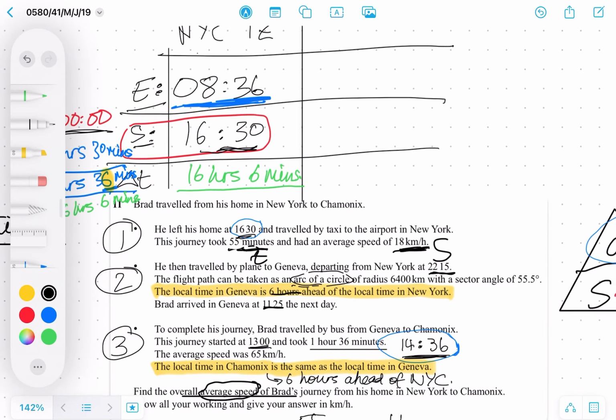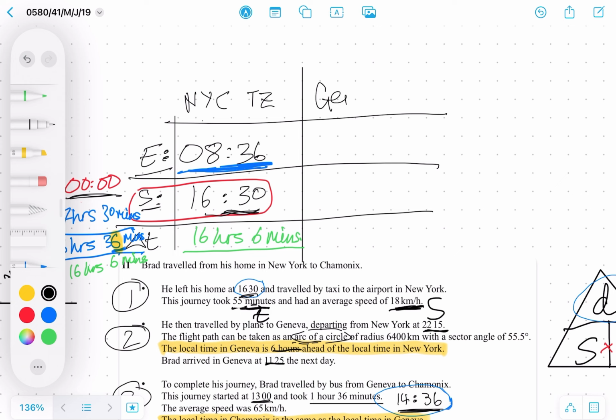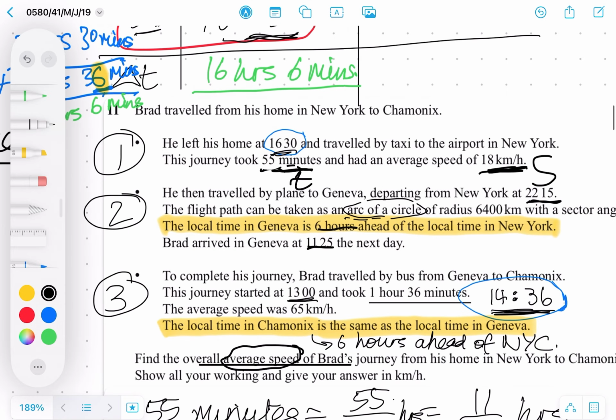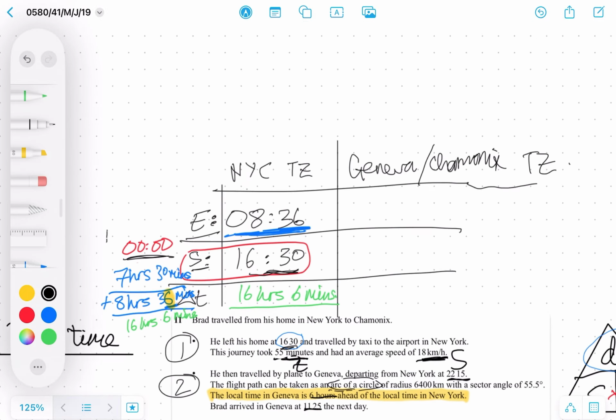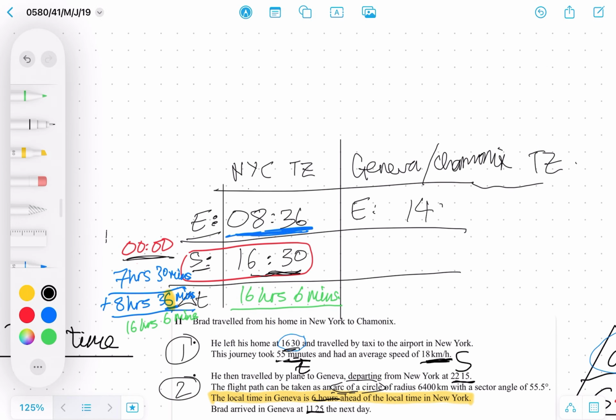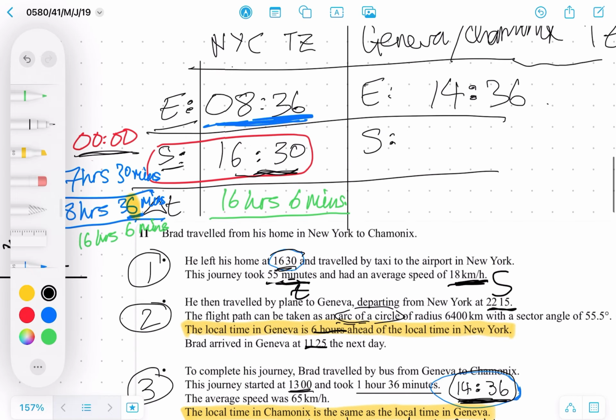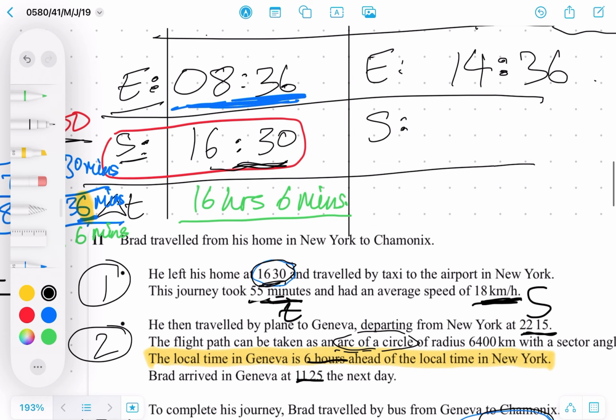We can also do the exact same thing with the Geneva time zone or the Chamonix time zone, since they both are the same. So there, we know that the end time is 2:36 p.m. on day 2. That's the same time zone as Geneva. So the end time is 14:36. But for the start time, now we need to add on 6 hours to the time that he began in New York to make sure both times are in the constant time zone.